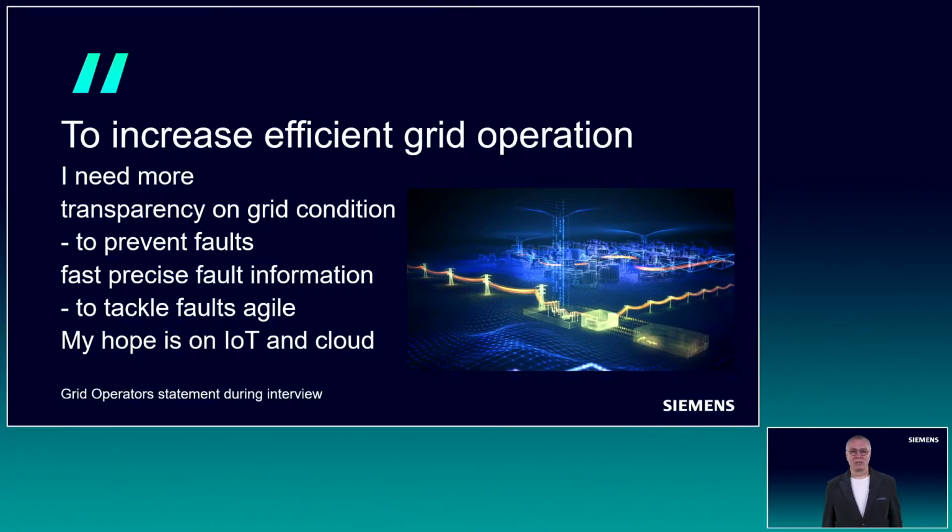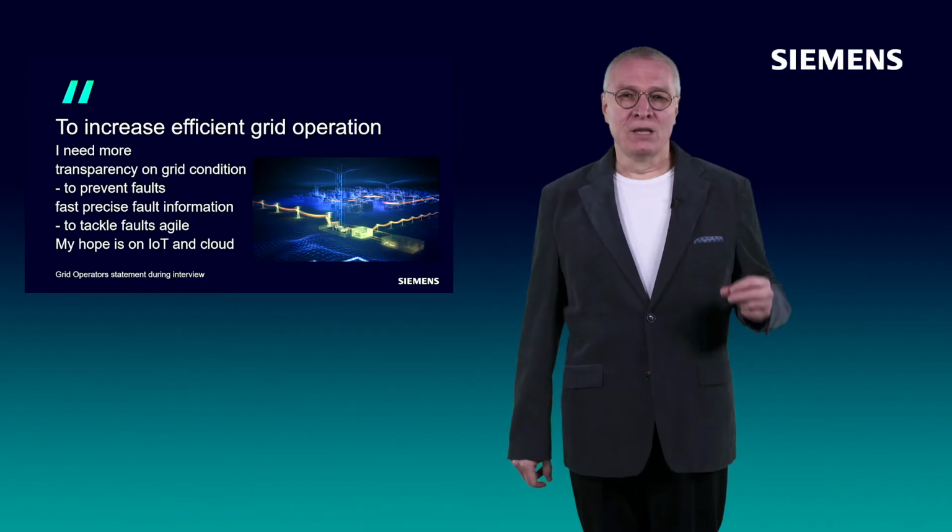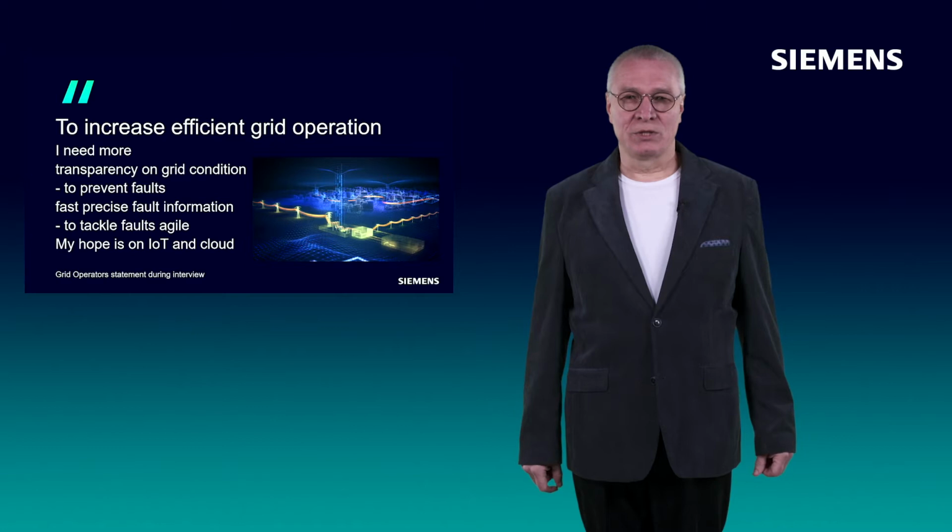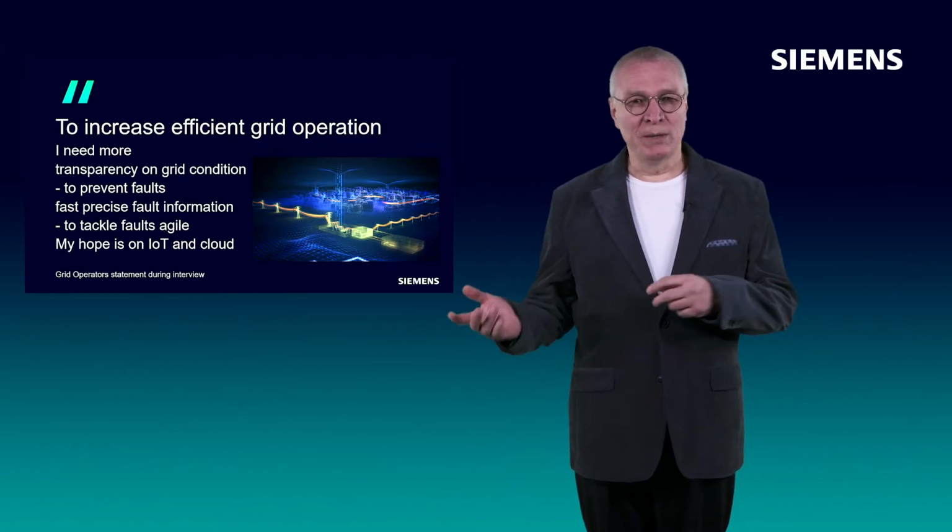To learn more about expectations on IoT and cloud applications, we conducted a large number of interviews. Worldwide, the top response was, we need to increase grid operation efficiency by getting more transparency on overloads, extreme operational conditions to prevent outages, and in case of a fault, precise information as fast as possible directly to the team to tackle them.